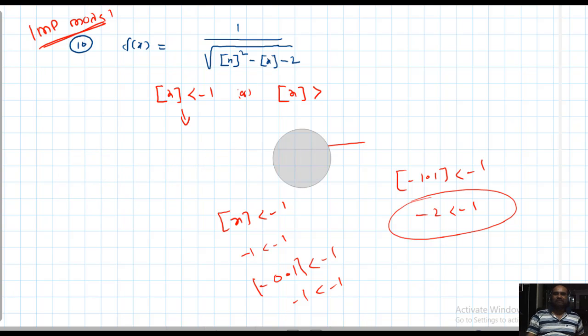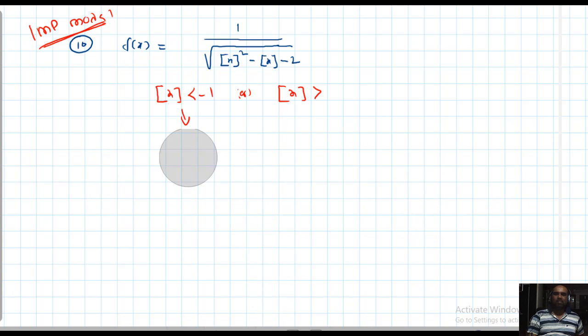Okay. What I can say is that this gives x belongs to minus infinity to minus 1. Just now I explained clearly. So what happened to this? I want to find again.